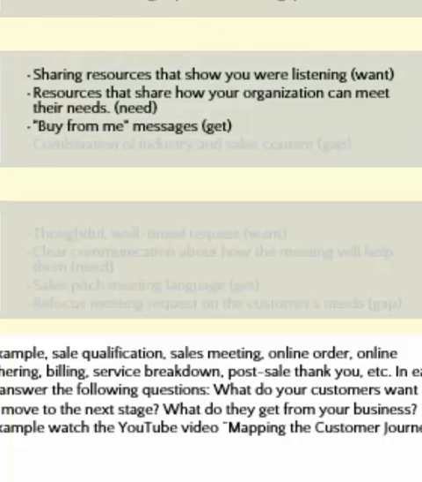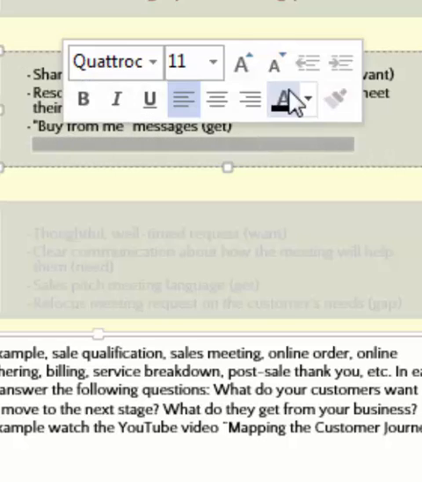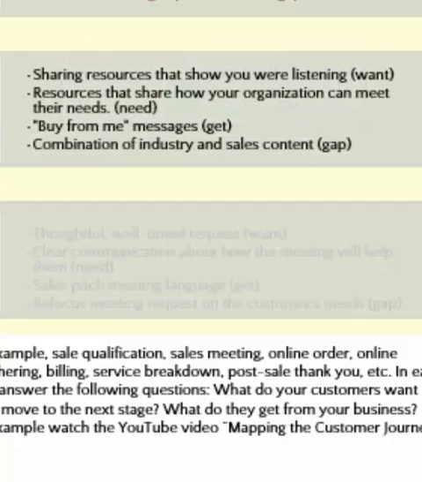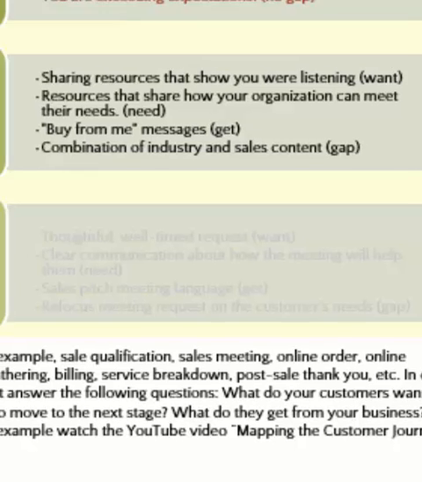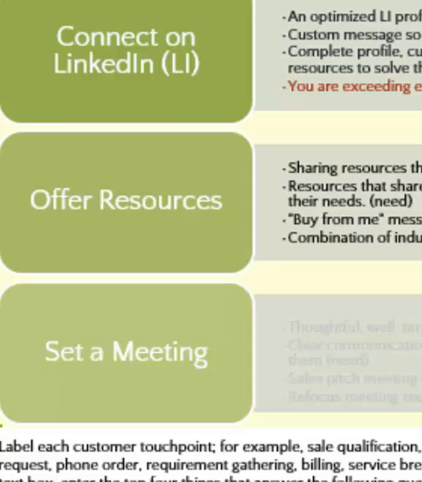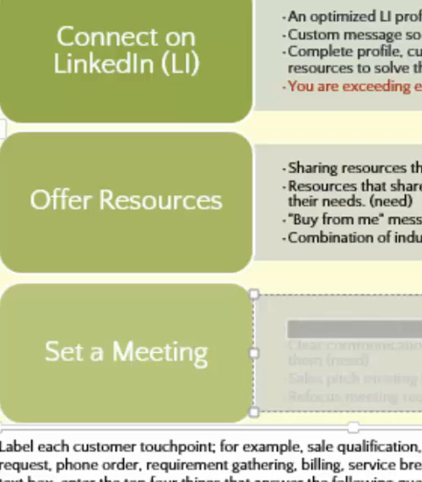Hey, we're selling the next big thing. Buy it now. There's a gap here between what the customer is looking for and what you're providing. And that is a combination of industry resources and sales content. There really needs to be a sharing of both in order for them to want to accept the next customer touch point, which is setting a meeting, which is ultimately what we'd like, right?